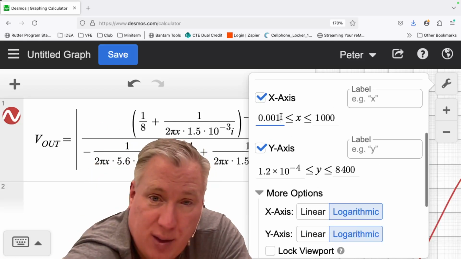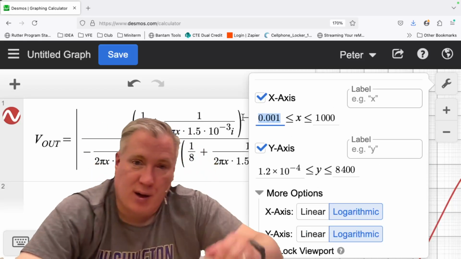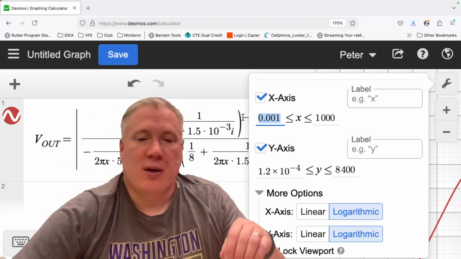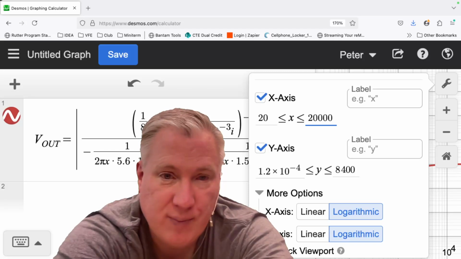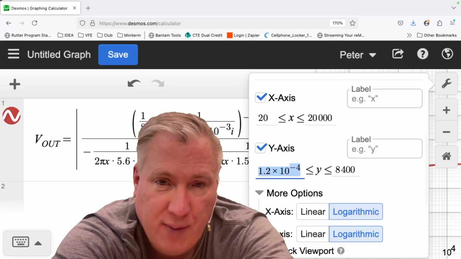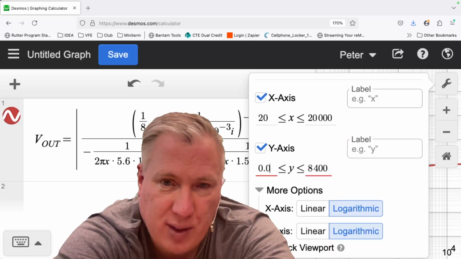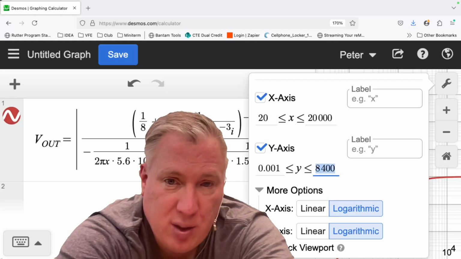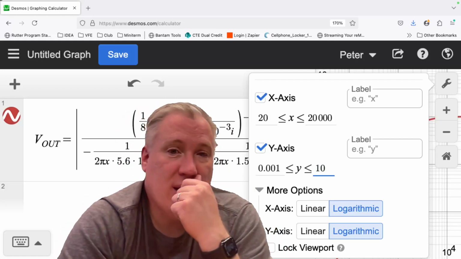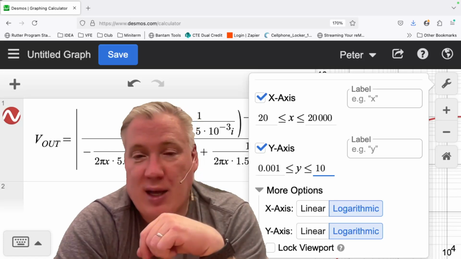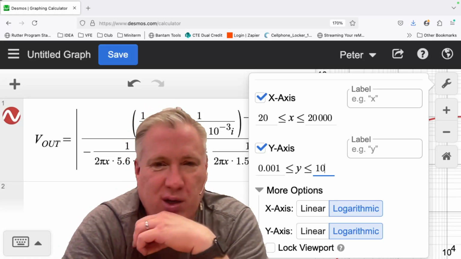Now, the X values are going to go from 20 hertz to 20,000. That's human hearing. The Y values are going to go from 0.001 to 10. 10 times louder it would be pretty significantly louder, and none of our crossover systems are going to go that loud.